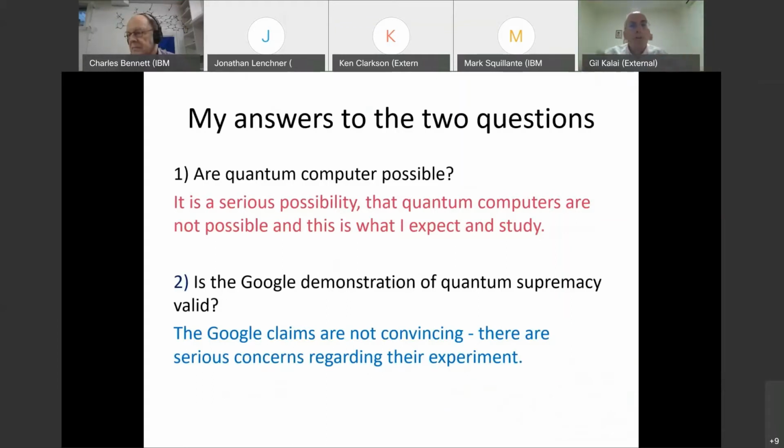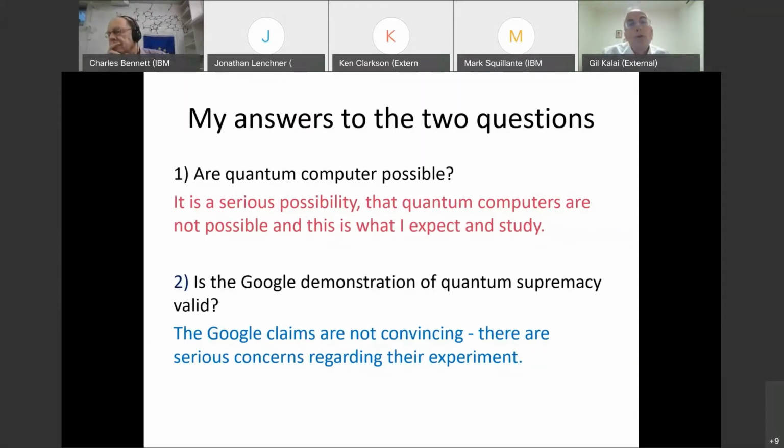Before I go on to talk about various mathematical and statistical things, let me give you briefly my answer to the two questions. As a matter of fact, the very brief answer is no. Are quantum computers possible? No. And is the Google demonstration of quantum supremacy valid? Also no. But let me offer a slightly more nuanced and detailed answer.